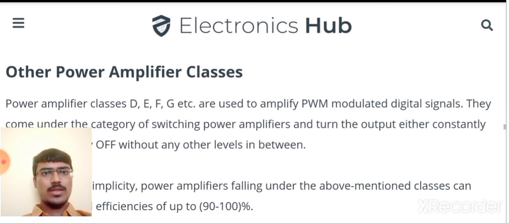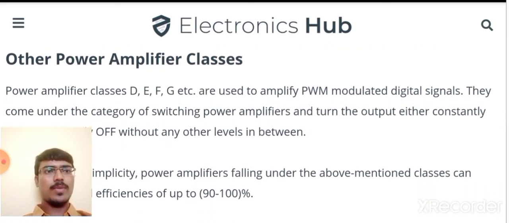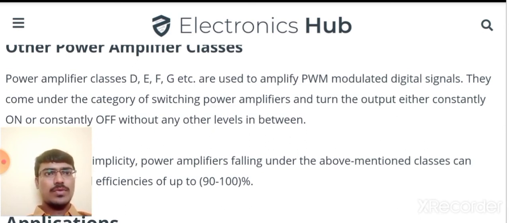Other power amplifier classes, D, E, F, G, etc., are used to amplify the PWM signal, pulse width modulated signals. They come under the category of switching modulator amplifiers and turn the output either constantly on or constantly off, without any other levels in between.